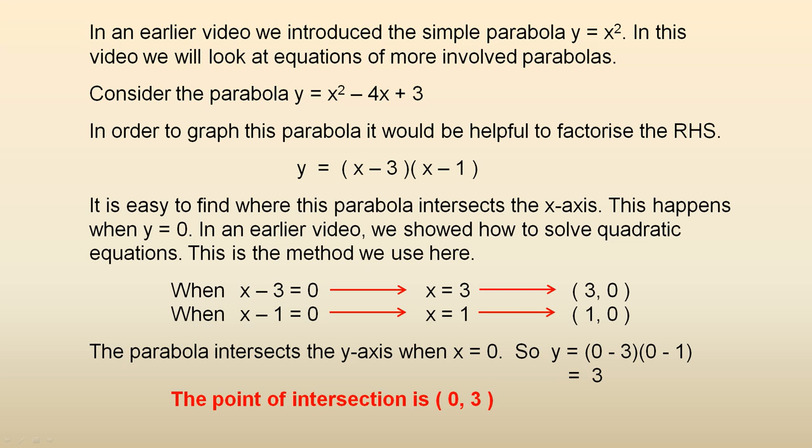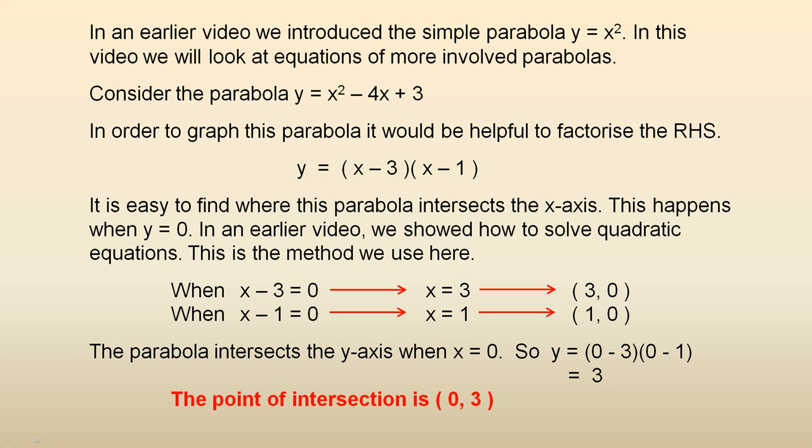It is easy to find where this parabola intersects the x-axis. This happens when y equals 0. In an earlier video we showed how to solve quadratic equations. This is the method we use here. So when x minus 3 is 0, that gives us x equals 3, and that gives us the point (3, 0) as one point of intersection. When x minus 1 equals 0, that gives us x equals 1, and that gives us the point (1, 0) as another point of intersection. So this parabola cuts the x-axis at (3, 0) and (1, 0).